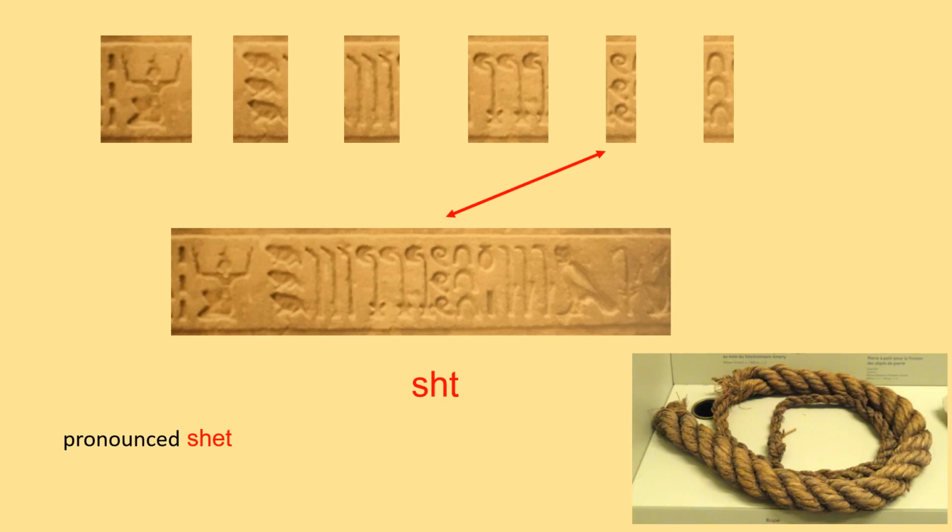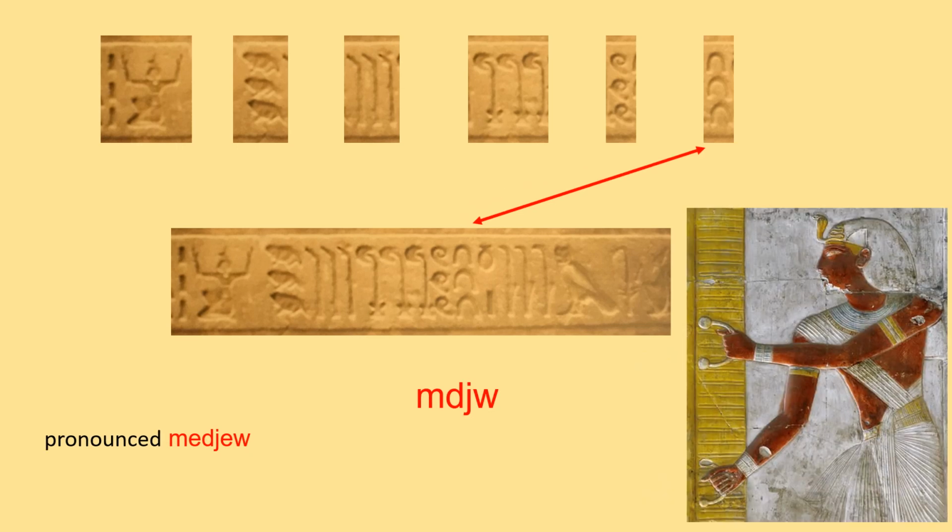The next numeral is represented by coiled ropes. It is transliterated SHT, and we pronounce it Shet. The final numeral is represented by what may be door handles. It is sometimes called a horseshoe. It is transliterated MDJW, and we will pronounce it Medju.